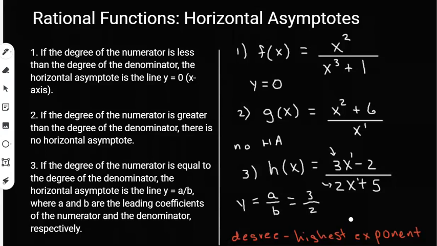So when you look at horizontal asymptotes, they're going to be these horizontal lines that the graph cannot cross. And the way you find them is you compare the degree on the top to the degree on the bottom. So I hope that helps.